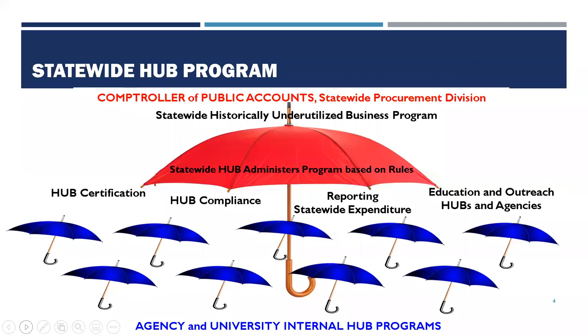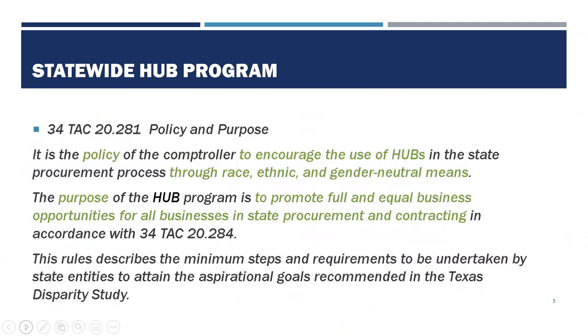The statewide hub program is also responsible for providing education and outreach to the hubs, the agency hub programs, and the university hub programs. Next slide, please. Rule 281 in 34 TAC 20 is the policy and purpose. So this rule identifies the policy of the comptroller's office for the program, and we encourage the use of hubs in the state procurement process through race, ethnic, and gender neutral means.